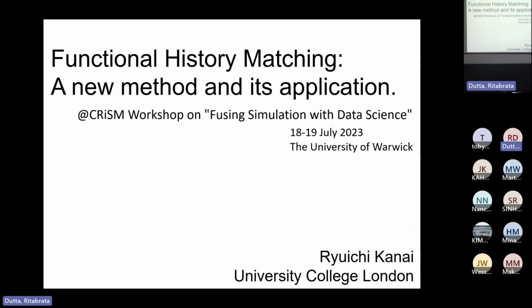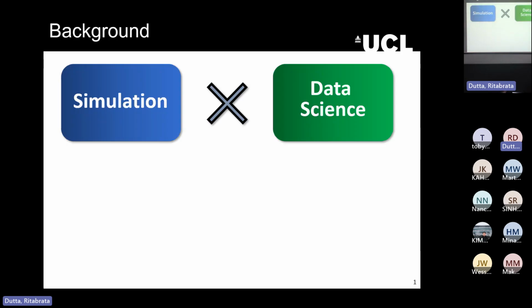I'm Ryuichi Kanai from University College London, a PhD student working with Serge Giros. And today I would like to introduce functional history matching, which is a new method we are developing. Our study is combining simulation and data science.